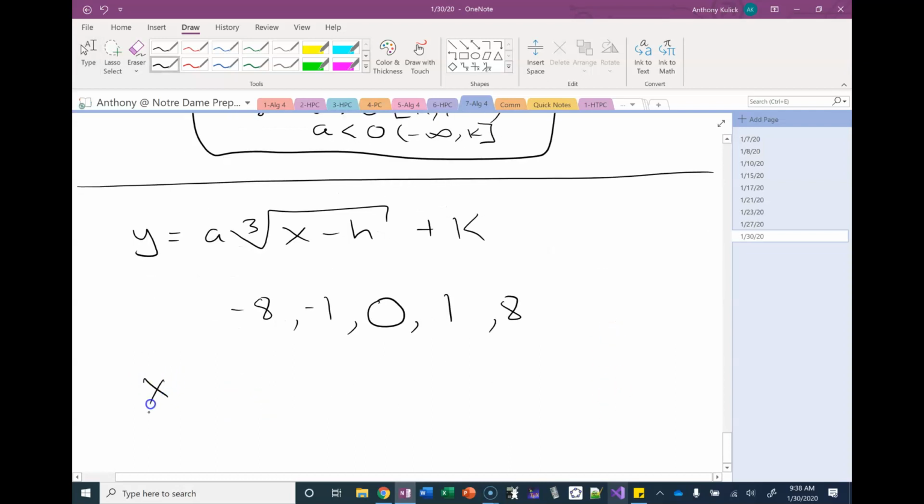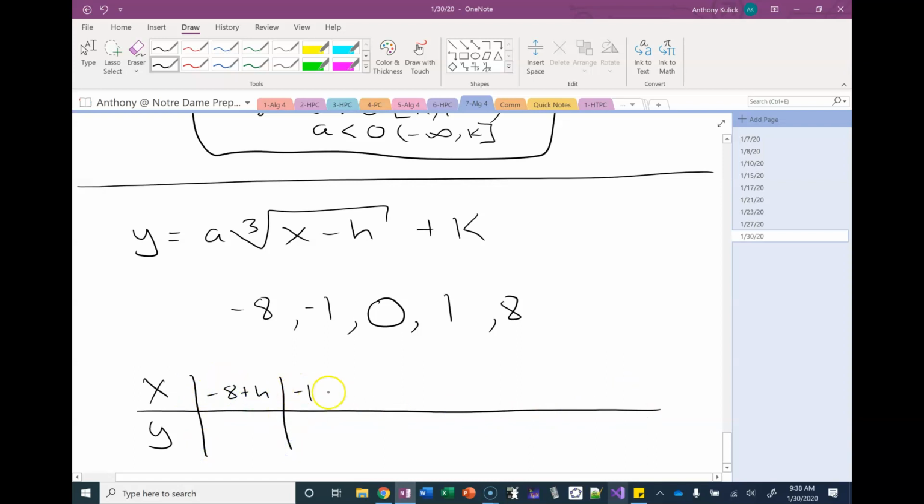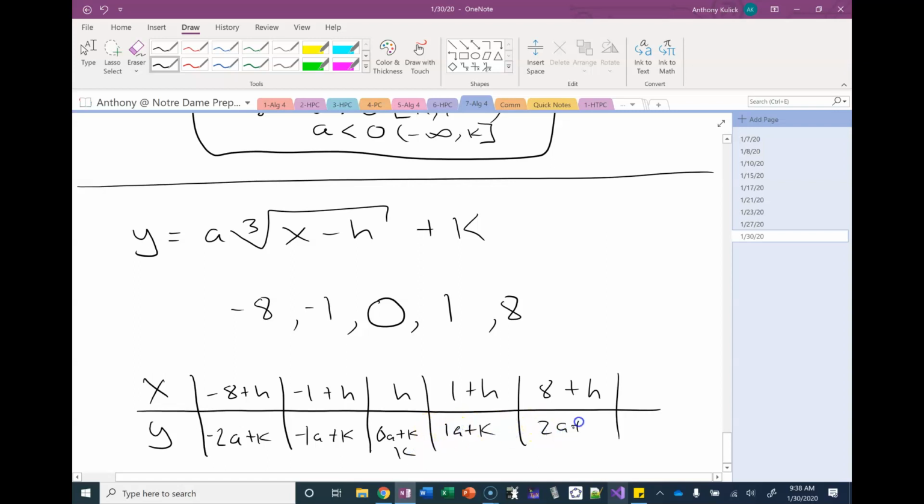So just like before, when we make our XY table, we're going to have -8 plus h, -1 plus h, 0 plus h, or just h, 1 plus h, and then 8 plus h. Everybody's okay there? And then our y coordinates are going to be -2a plus k, -1a plus k, 0a plus k, or just really k, 1a plus k, and then 2a plus k.